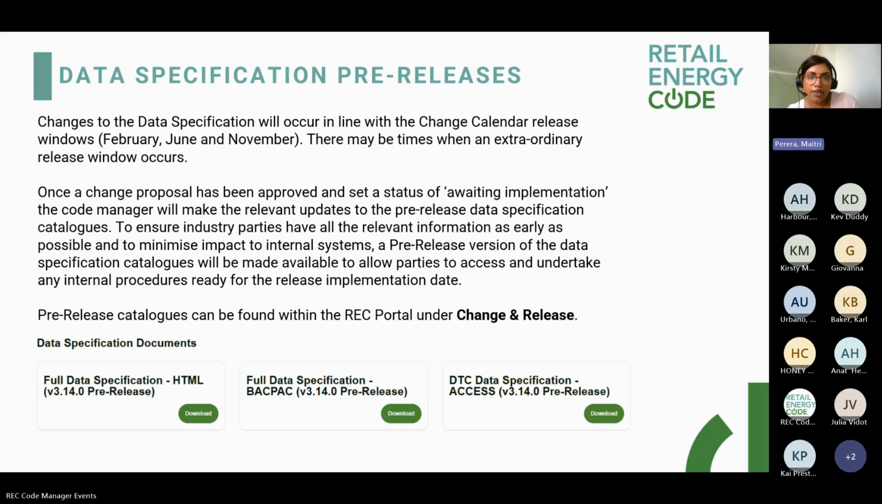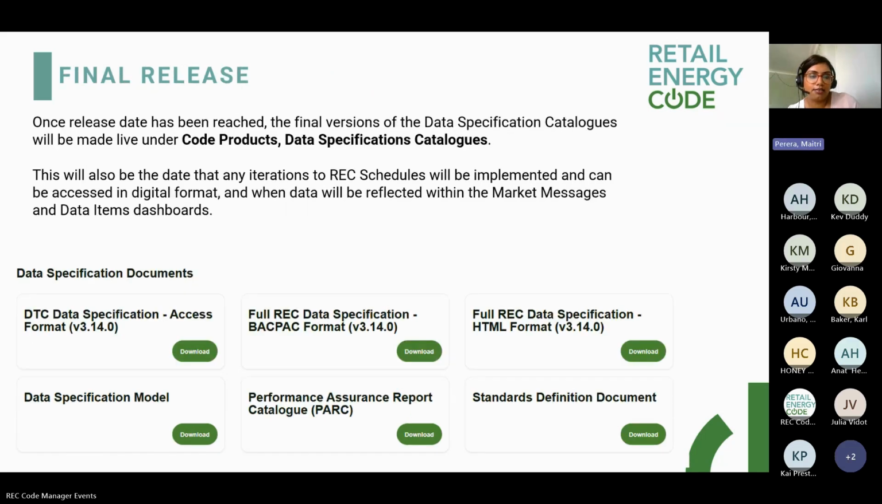The pre-release versions of the data specification catalogs will be released on the REC portal under change and release as early as possible, generally months before the release window occurs. However, the pre-release date depends on the changes that are being implemented, i.e., if a required change has not yet received the relevant change approval status, this may delay the pre-release. Next slide, please.